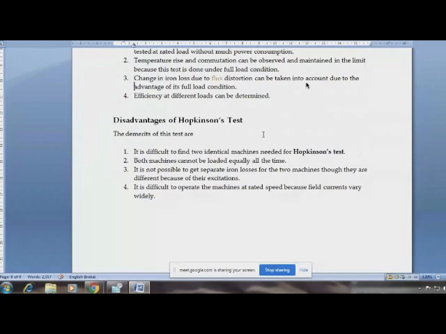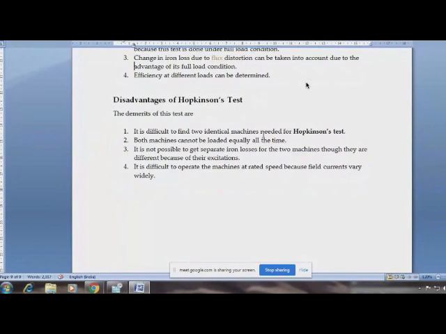Right. There are certain drawbacks. It is difficult to find two identical machines. Here the test requires two identical machines.